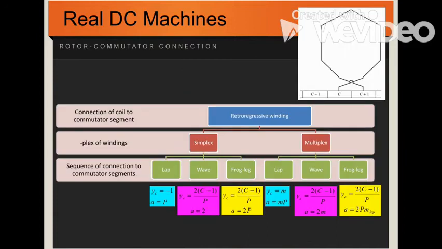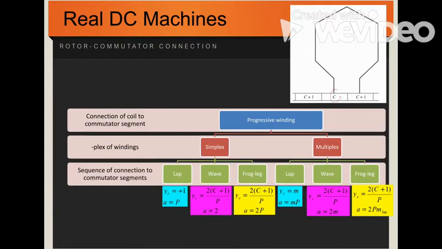To determine the current path for each connection, it is different depending on whether you connect it by lap winding, wave winding or frog leg. For multiplex, it will depend on the number of windings that you put together. For a simplex you have only one, while for multiplex you can probably have 2, 4, 8 or so. So you multiply with that number, which is M.